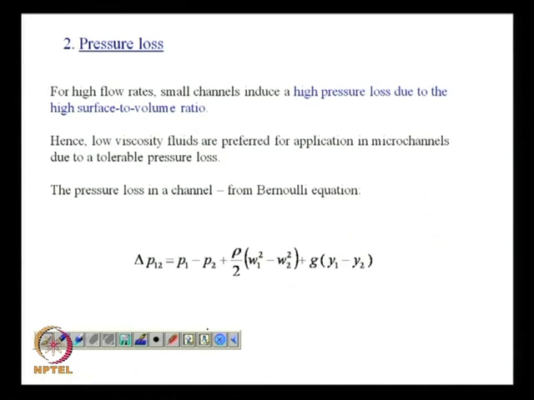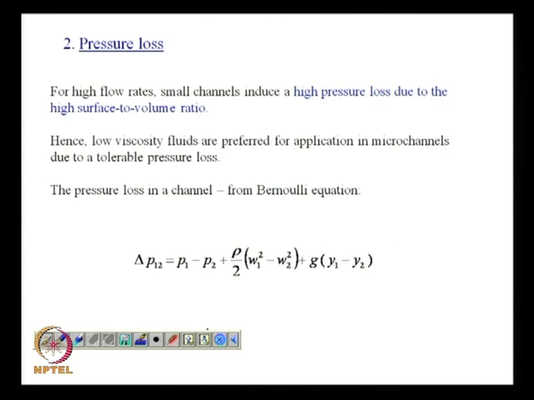It is a very well known fact that we are going to have high pressure losses due to the high surface to volume ratio in small channels. Since the surface area is more, the frictional pressure drop in a small system will be more. So, we would definitely prefer low viscosity fluids for utilizing flow in a micro channel.